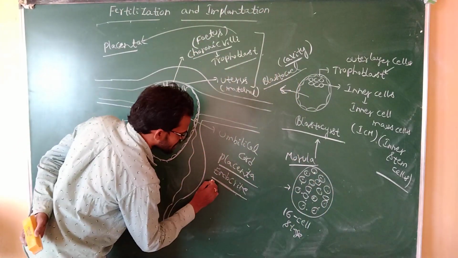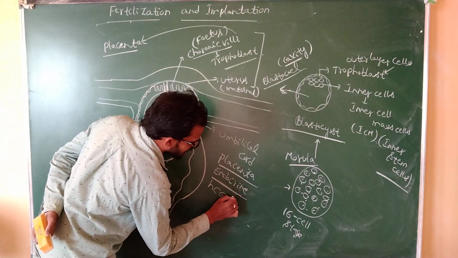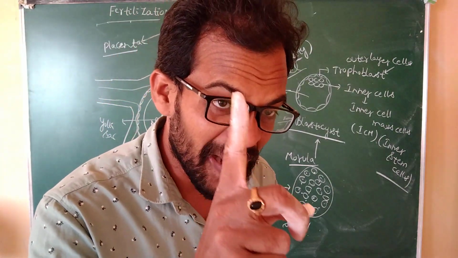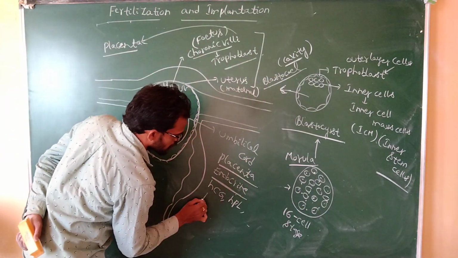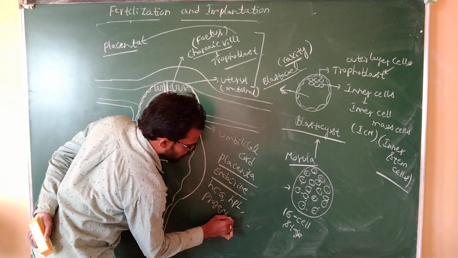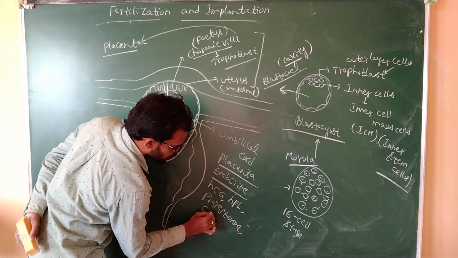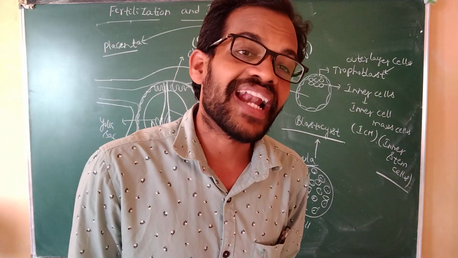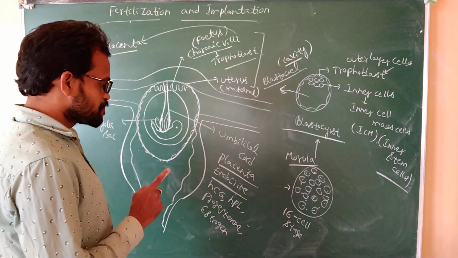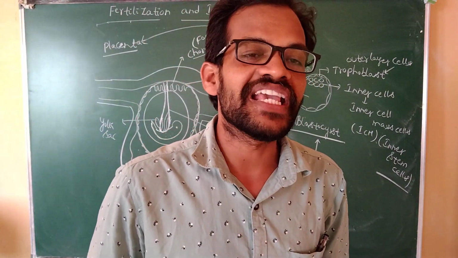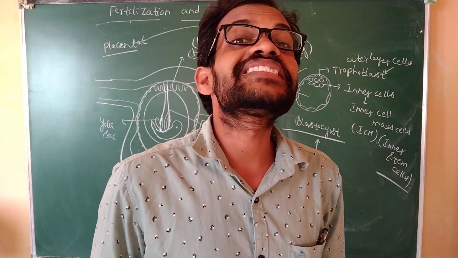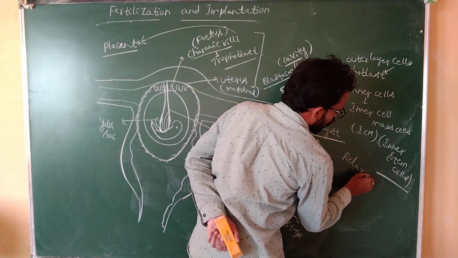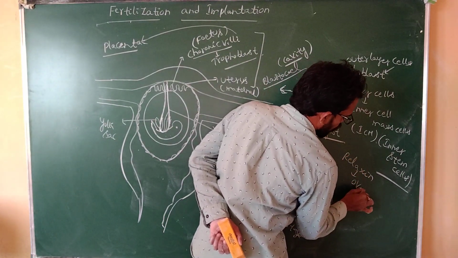What are the hormones? HCG, HPL (human placental lactogen), human chorionic gonadotropin, progesterone, and estrogen. These hormones are produced by the placenta. Also, the relaxin hormone is produced by the ovary.